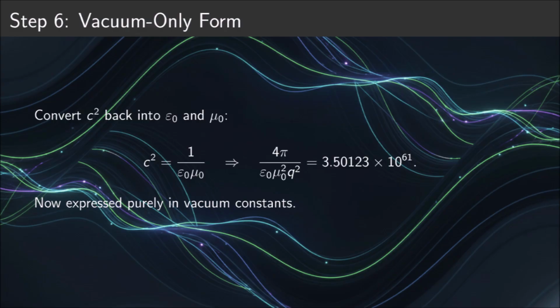Step 6. Vacuum-only form. Convert c squared back into epsilon naught and mu naught. c squared equals 1 divided by epsilon naught times mu naught, which implies 4 pi divided by epsilon naught times mu naught squared times q squared equals approximately 3.50123 times 10 to the 61, now expressed purely in vacuum constants.